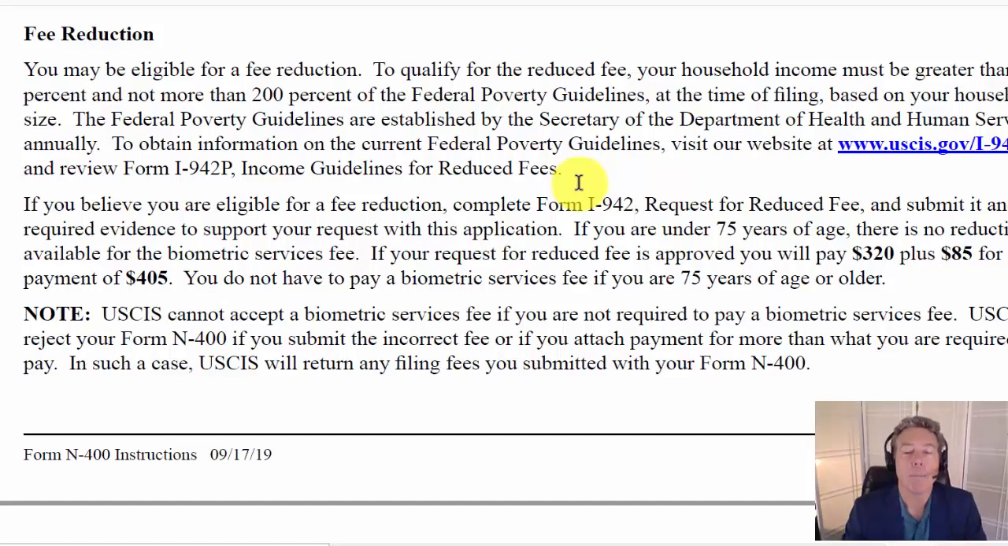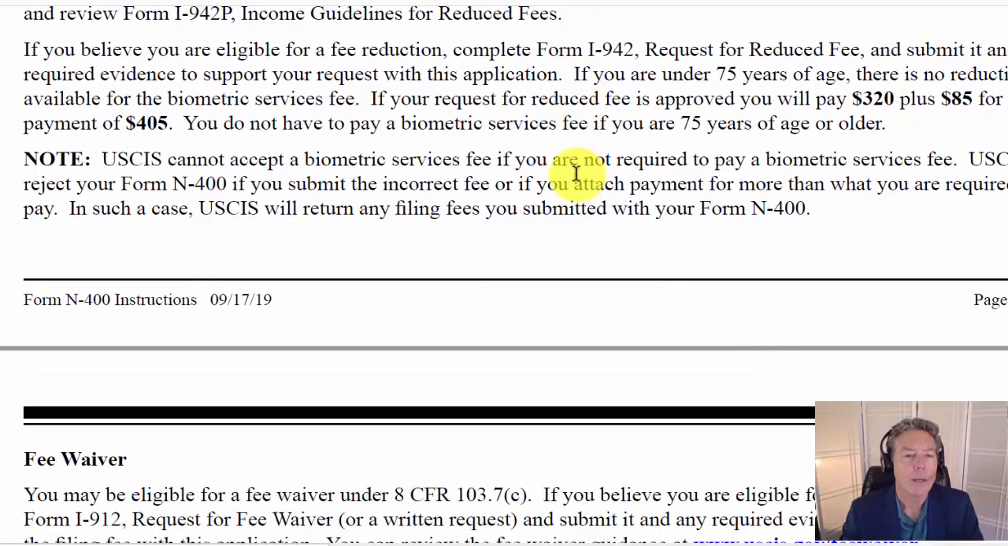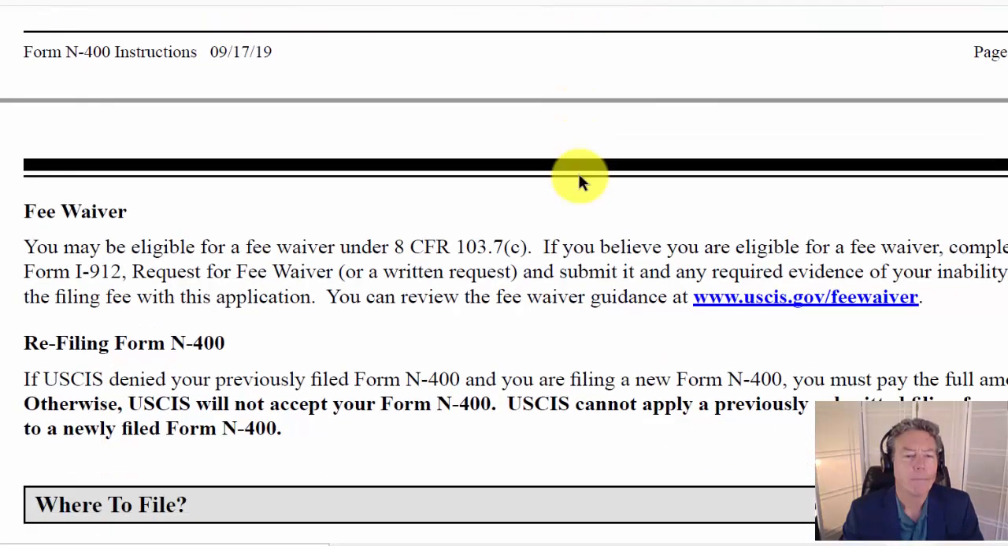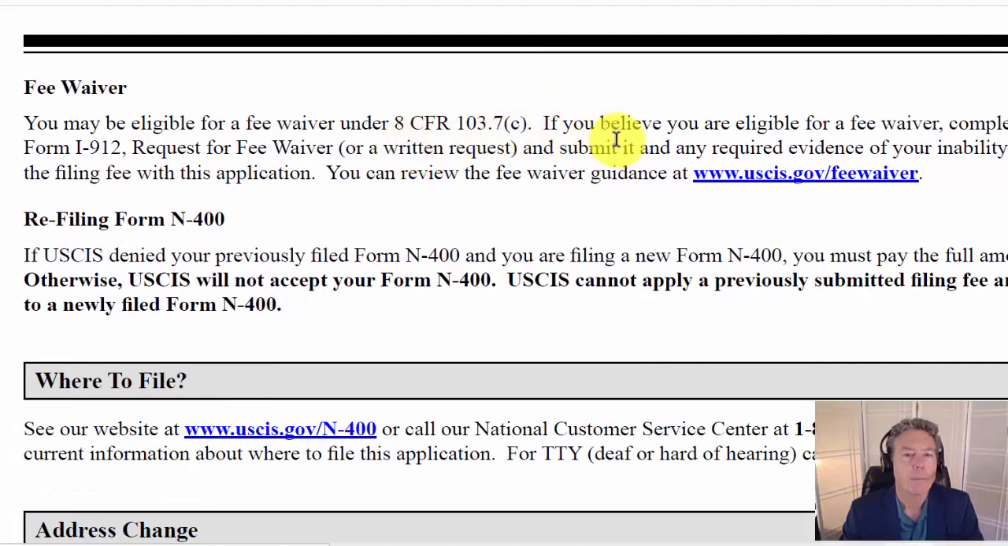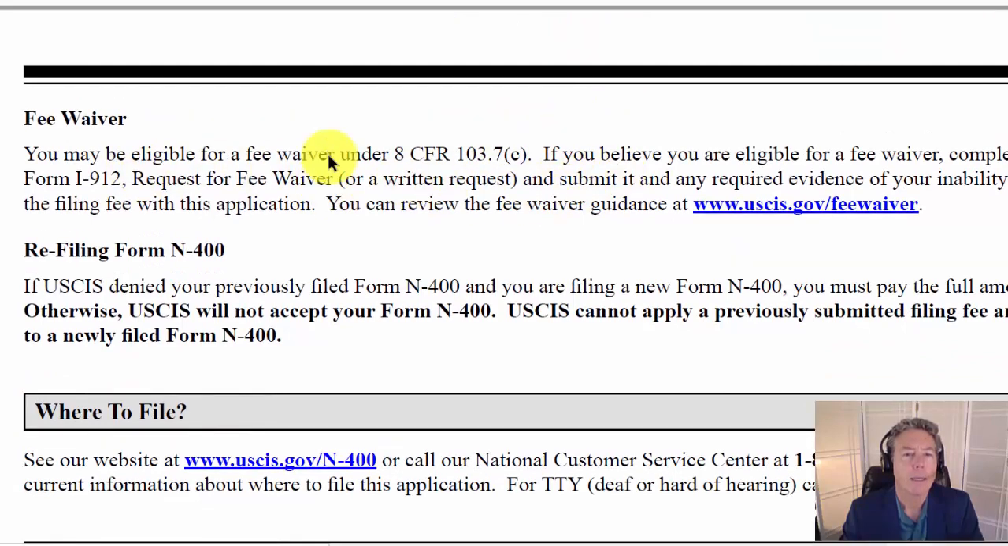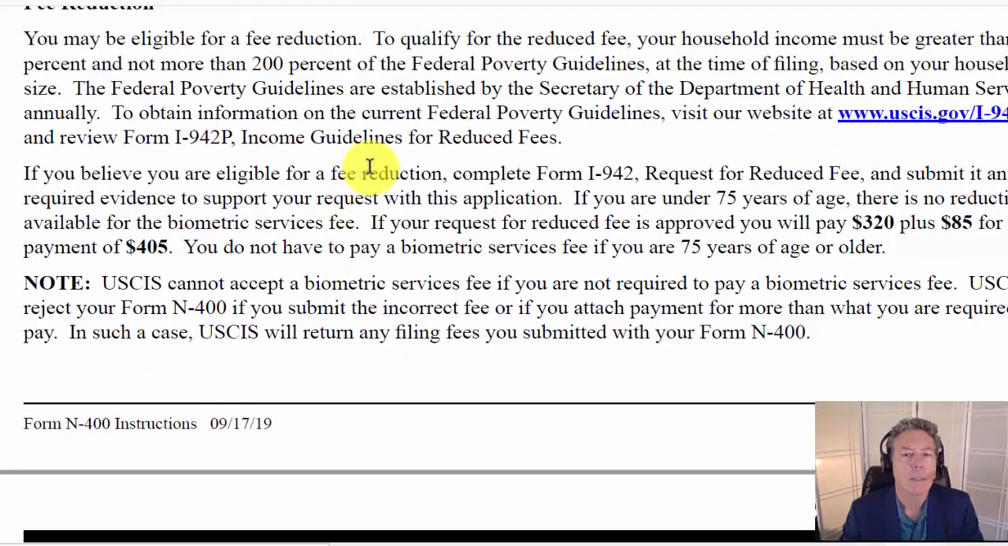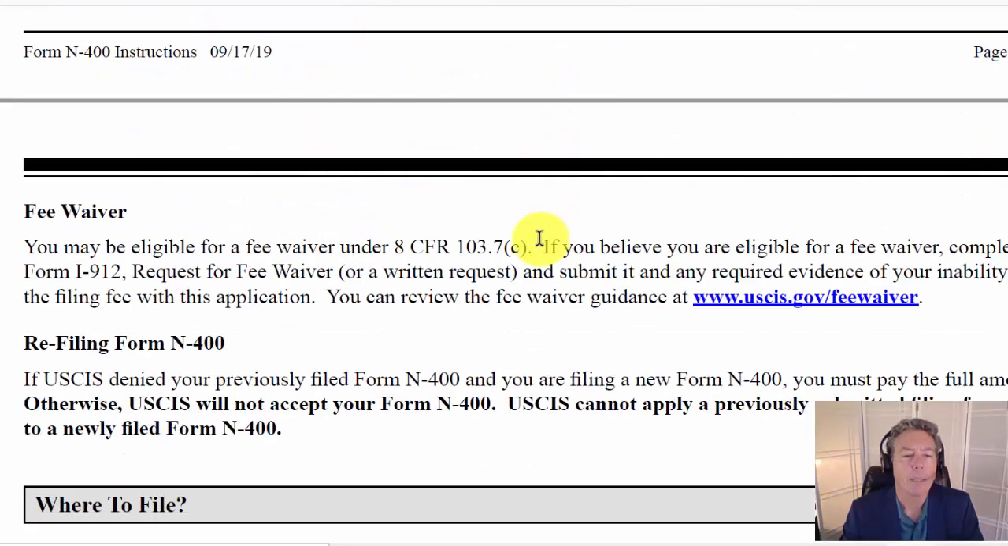right? And there is a form here, the I-942P, income guidelines for reduced fee, and they basically ask you to put forward proof of your budget and how much you're making, how much you're spending. So there's that. Fee waiver, same thing as 912. The reduced fee and a complete fee waiver.